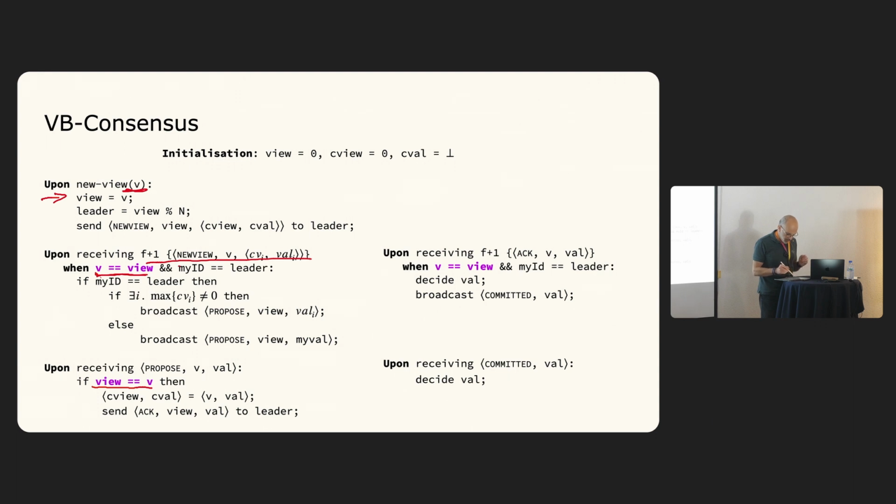I got a quorum of f+1 as a leader. I broadcast propose, either the value that I adopted or my own value, and then everyone gets propose, and if they're in the same view, they respond to the leader. Then the leader waits for f+1 responses in the same view again. We need to lock the value in the same view. That's very important. And then it broadcasts a commit message, and when I receive the commit message, I can decide as well.